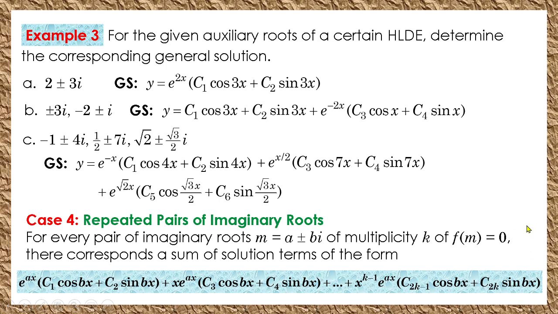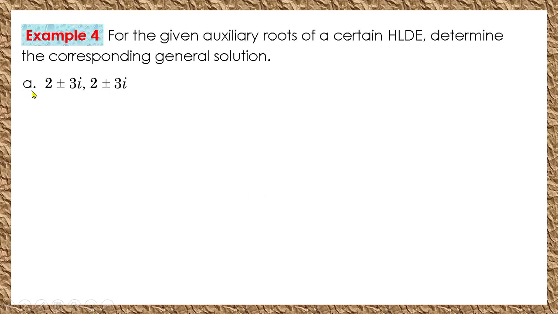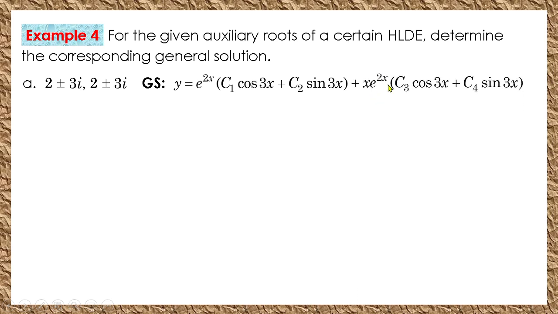So, let's see. Let's say your auxiliary roots are 2 plus or minus 3i, but that is repeated how many times? This pair is repeated 2 times. So expect that there are 2 groups in the general solution. The first group, e to the 2x, c1 cosine 3x plus c2 sine 3x. The second group, repeat mo lang yan, multiply mo lang ng x. So, plus x, e to the 2x, pero yung arbitrary mo, c3 na at saka c4. That's it.